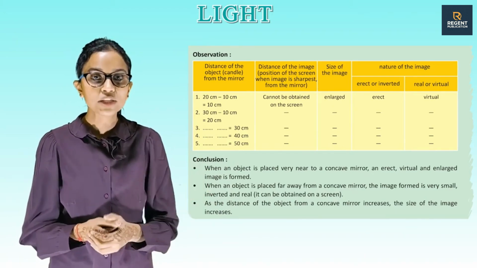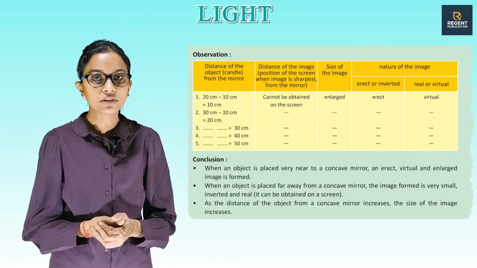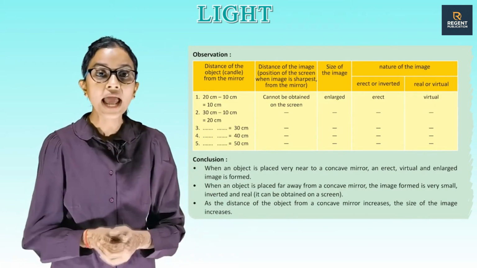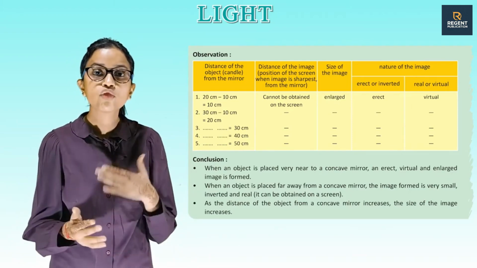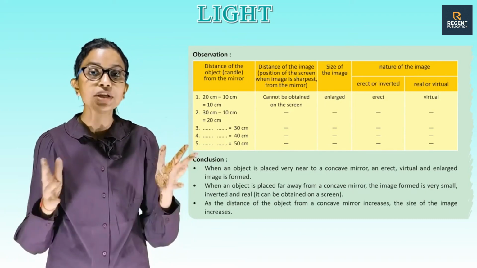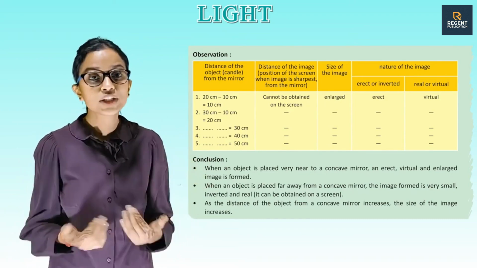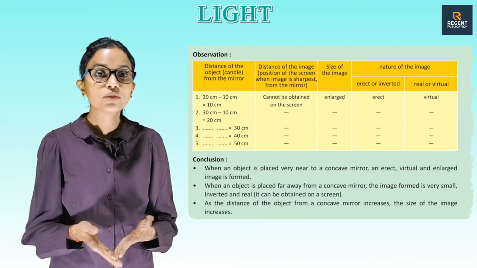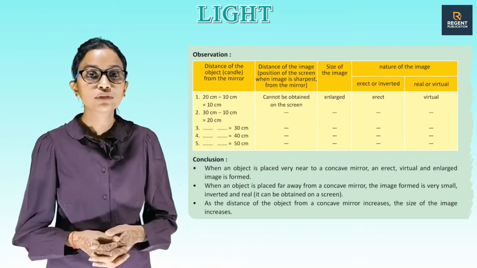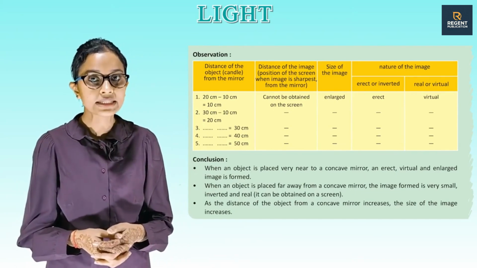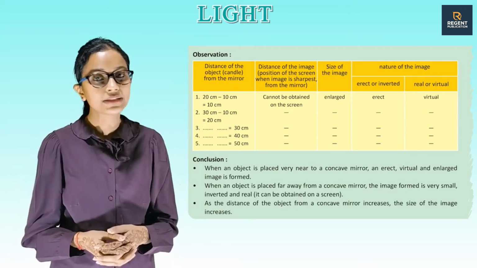When an object is placed very near to a concave mirror, an erect, virtual and enlarged image is formed. When an object is placed far away from a concave mirror, the image formed is very small, inverted and real, and it can be obtained on a screen. As the distance of the object from a concave mirror increases, the size of the image decreases.